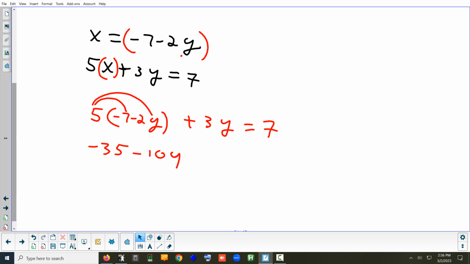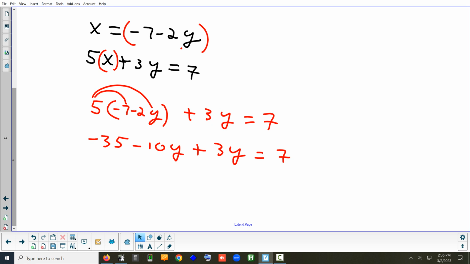And 5 times negative 2y? Perfect. And we still have the 3y and 7. Okay, we can combine like terms. What's negative 10y and 3y? Negative 7. We lost something. Y. Good. Negative 7y.